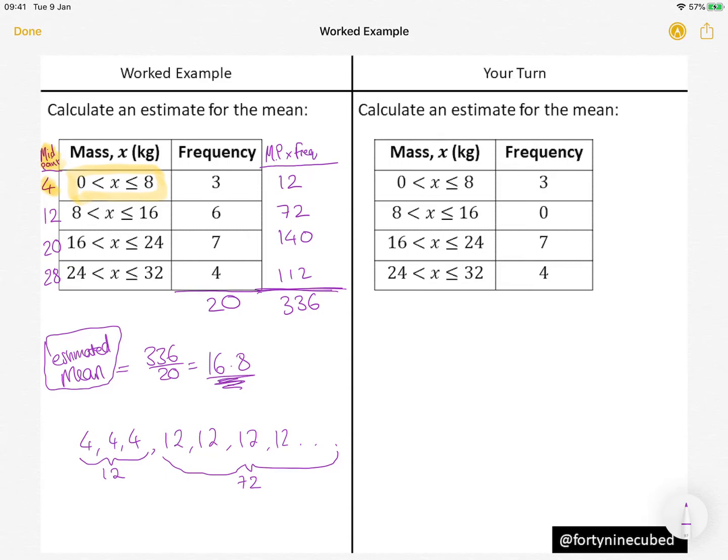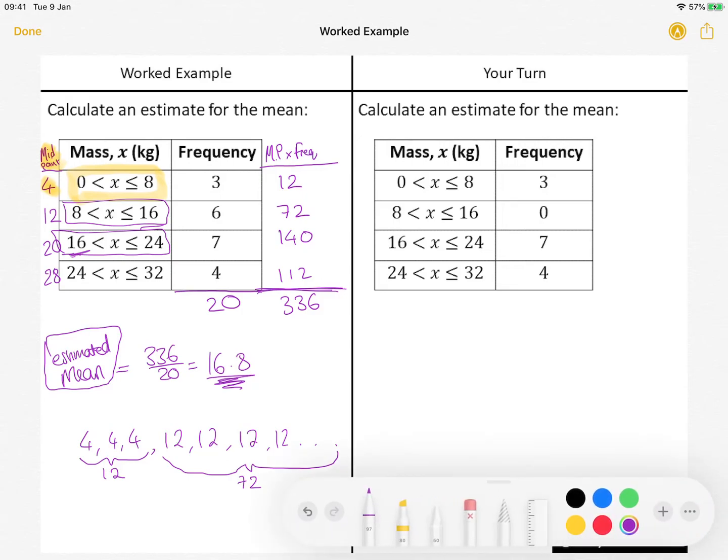So does that make sense as an answer? Well, most of my values sit in this group and this group, so it makes sense that my mean is around 16. Alright, I think that's all the information I can give there. If you've got any questions, just email me about it. Can you have a go at the one on the right? So pause the video and then I'll go through it now.